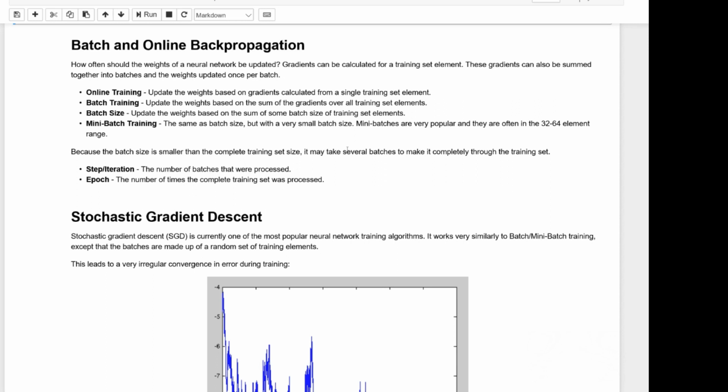So if you had a batch size of 10, that means as it's going through the training set, it'll make it through 10 elements. And then at the end of the 10 elements, it has the gradients that are basically the sum of that whole run.